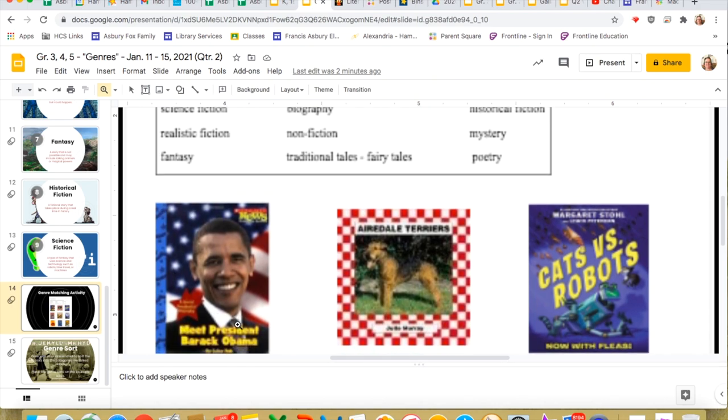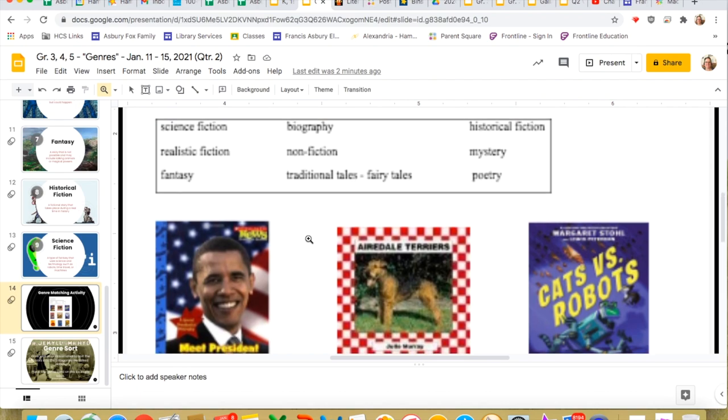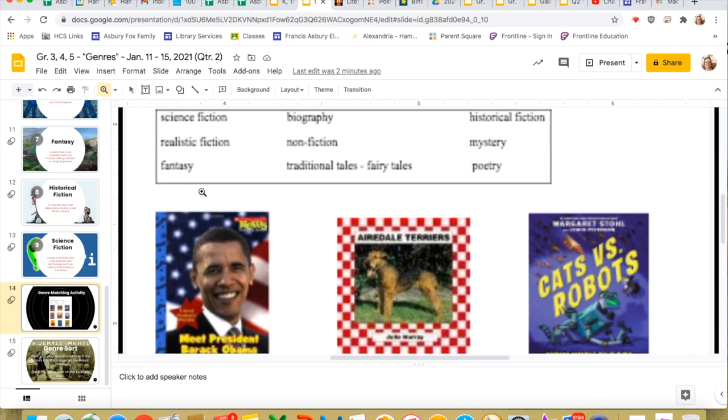It's a book about a real person. It's probably about the person's life. So which of these options up here, which genre would go with a story or a book about someone's life and it was written by another person? So we know they're not going to be fiction or fantasy or fairy tales or this type of fiction, mystery or poetry. It would be biography.